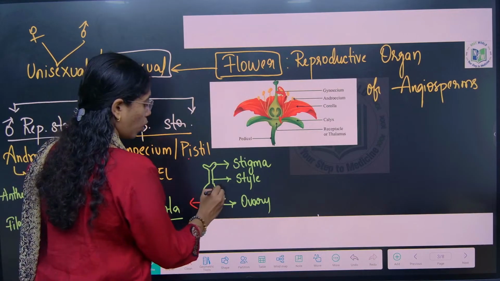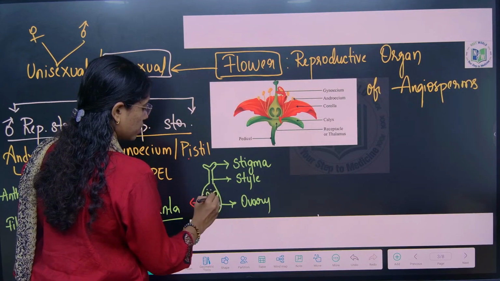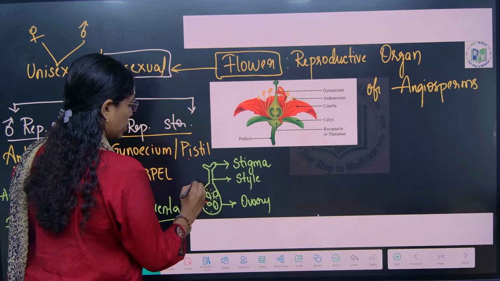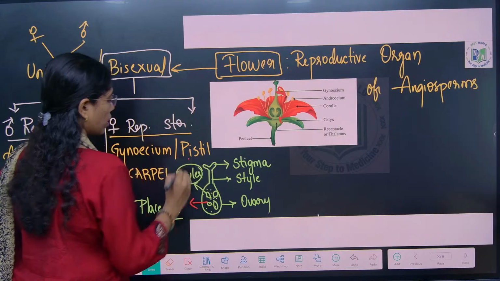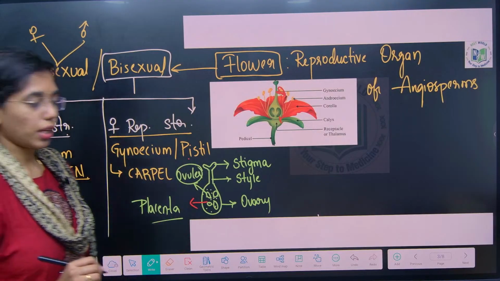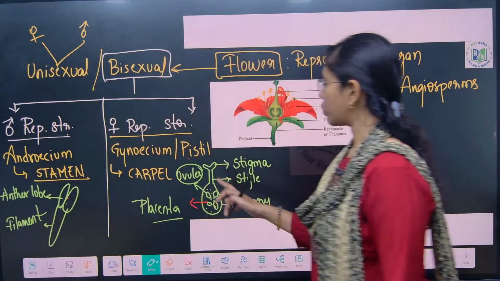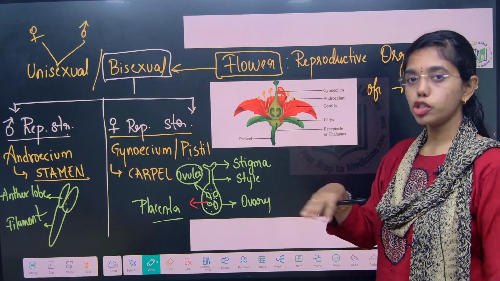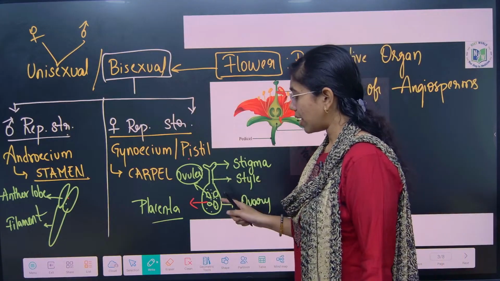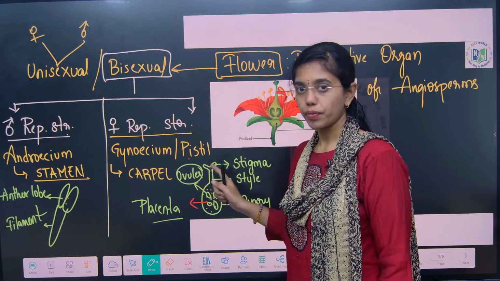Inside the placenta, ovules are arranged like this. So, the basal bulged portion is known as the ovary, and inside the ovary, the fluid filled space is known as the placenta, and the placenta will have ovules, right.